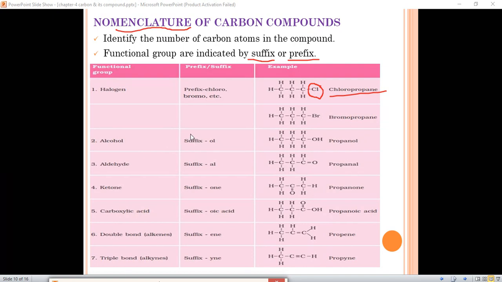For alcohol, the functional group is OH and the suffix used is -ol. First, we'll count the number of carbon atoms: 1, 2, 3. Again, prop, and OH is used as a functional group. The name of the compound is propanol.